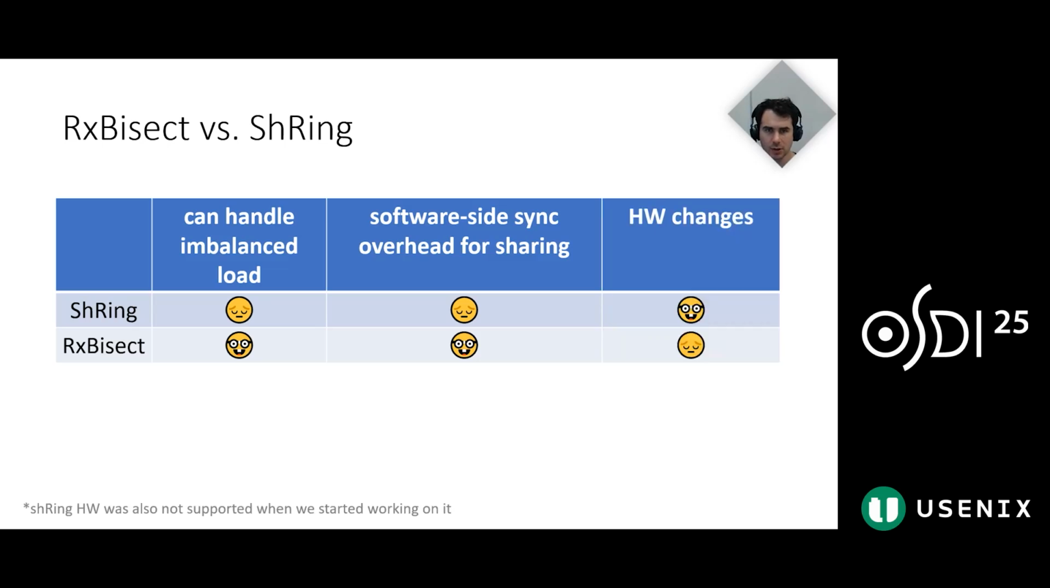One benefit of shRing over rxBisect is that it is already available with current hardware, whereas rxBisect necessitates hardware changes. But in our experience, when we started working on shRing, it was also not available. So it's possible that rxBisect will become available in the future.